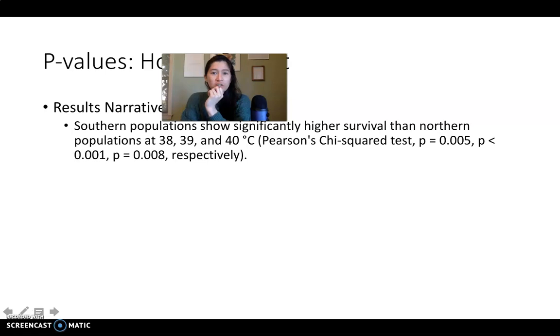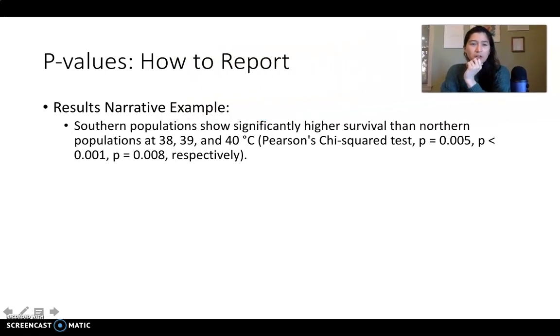Another question, we're just about wrapping up here. Another question is how to report p-values. So are you supposed to give the exact p-value? Are you supposed to just say it's less than 0.05? So here's another example that I pulled from one of my papers. Again, that paper looking at survival differences of snails from different regions when they're exposed to different temperatures.